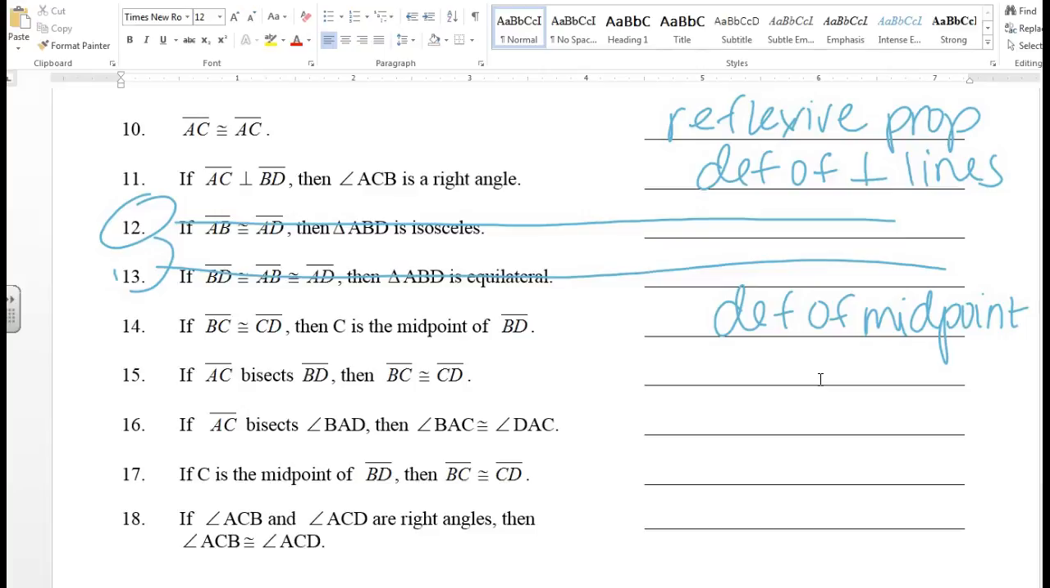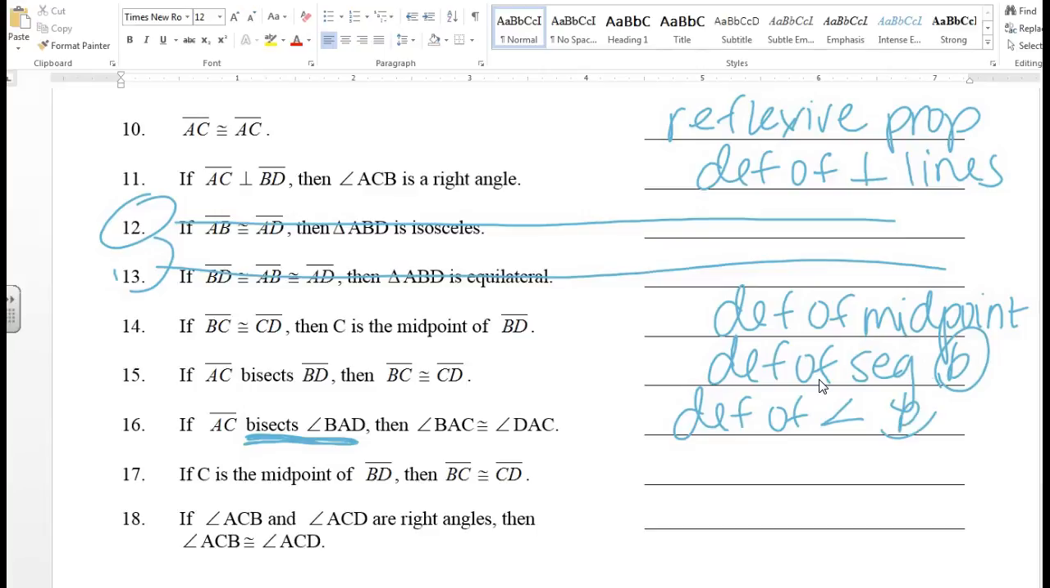Look at this, no homework. Savian, what do you think about number 15? Definition of segment bisector. Yes, sir. Seg, and then B with a circle around it. Chris, what do you think about 16? It's almost like 15, but there's a difference. Look at the hypothesis. We're not bisecting a segment, we're bisecting an angle. So this one's definition of angle bisector. And y'all may pack up. I don't know the last one.